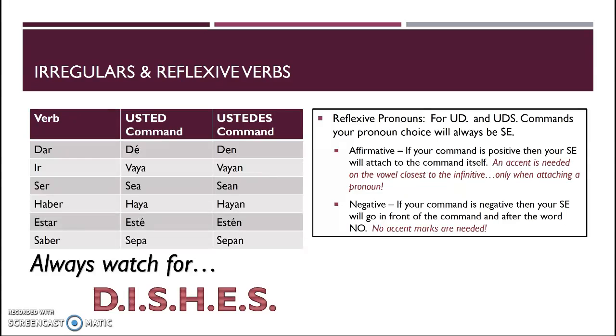Now, if we have a negative command, meaning we see the word no, then we can no longer attach a pronoun. The pronoun must go in front of the command form. And when it goes in front of the command form, no accent marks are needed. But remember, it's the word no, then a pronoun, then the command form. And reflexive pronouns are only applicable when we have a reflexive verb. If the se isn't there to start, we don't have to do anything with it because it wasn't there. But if we have a verb that has se, then we have to manipulate it.